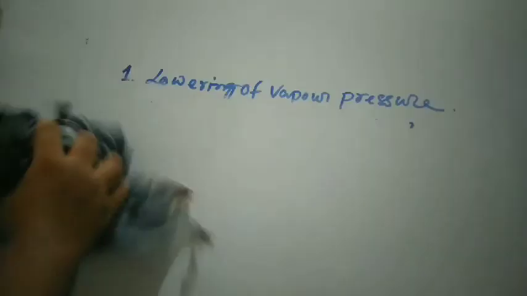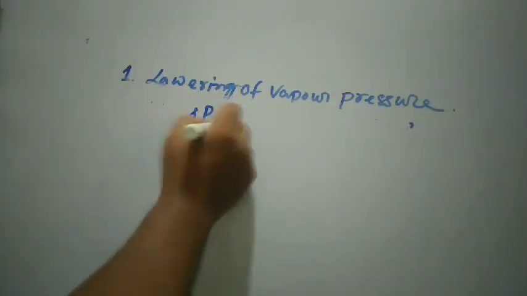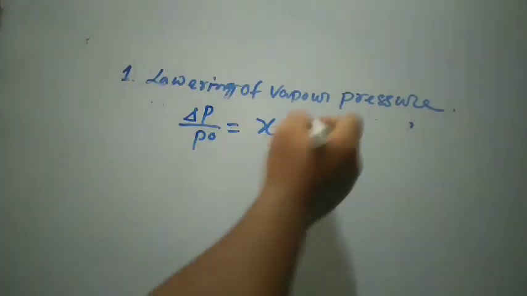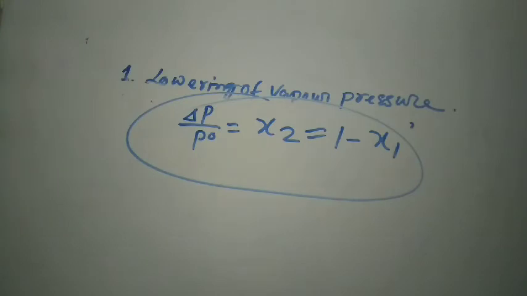First of all, we will read about lowering of vapor pressure. Raoult's law that was written earlier is exactly the same as the lowering of vapor pressure. The mathematical formula for lowering of vapor pressure is the same as Raoult's law, which is delta P by P0 equals X2, or 1 minus X1. So this is Raoult's law, and this is the formula to calculate lowering of vapor pressure in the solution.